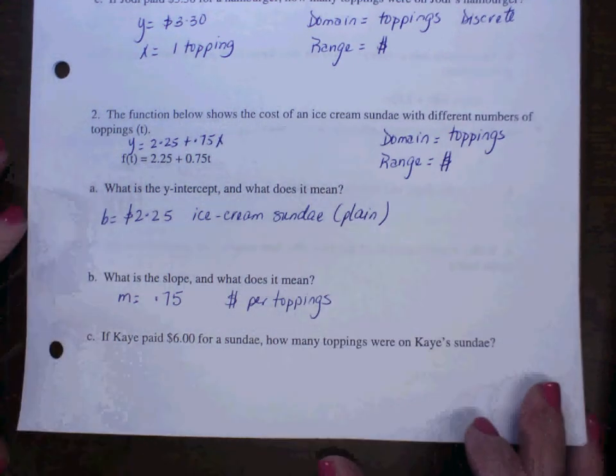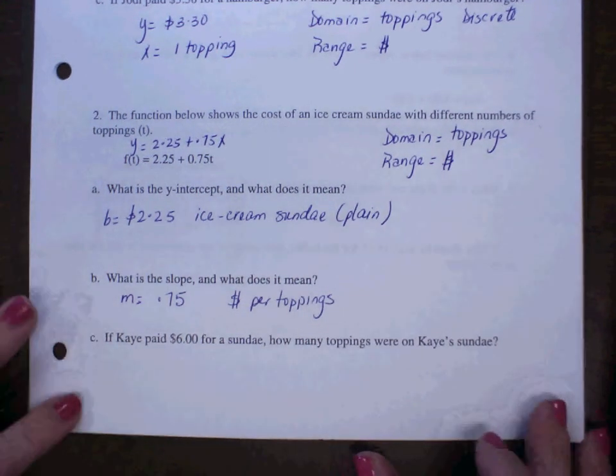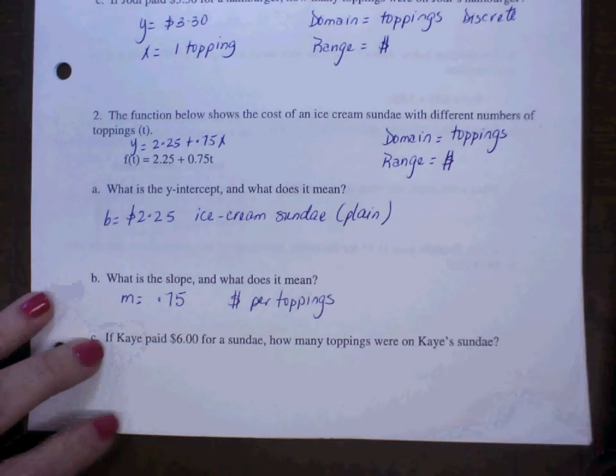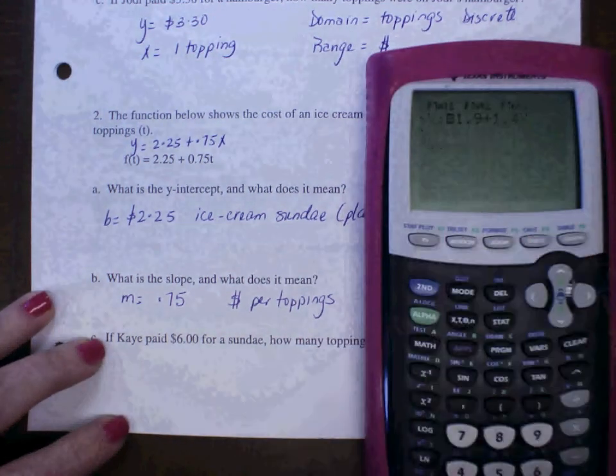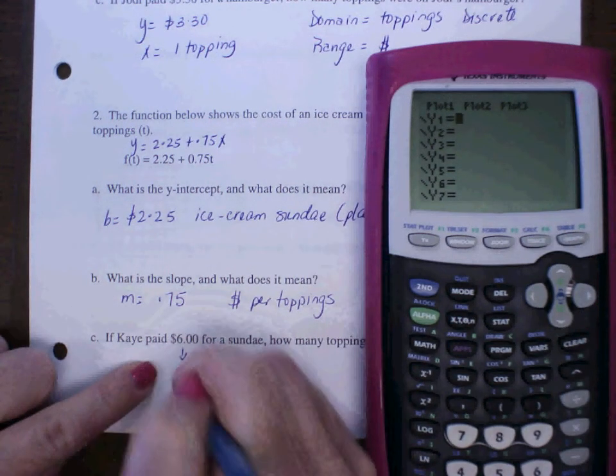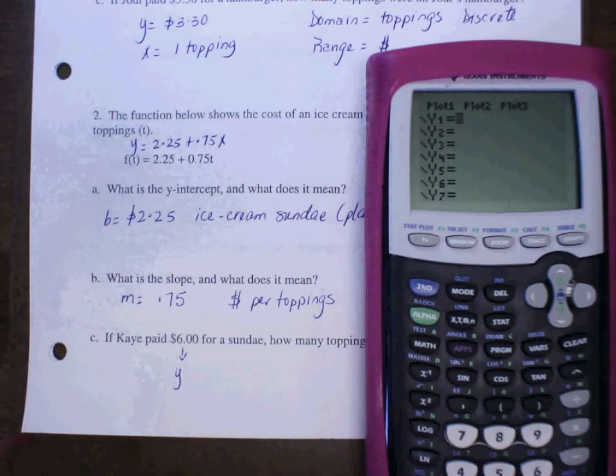Alright, so if Kay paid $6 for a sundae, how many toppings were on Kay's sundae? Okay, so how do we do this? We've got to go to y equals, very good. And then this is your y, correct? You're looking for what is x when y equals 6. That's what you're looking for.